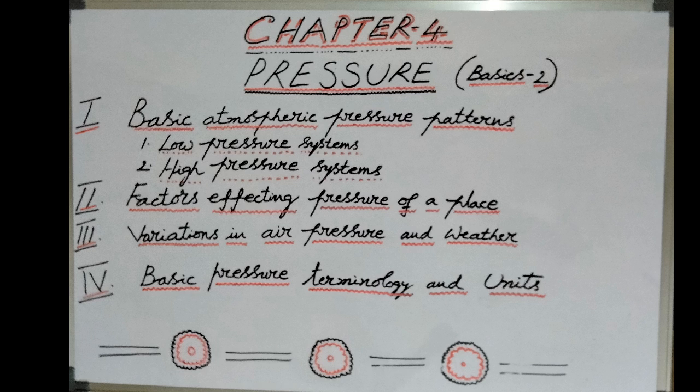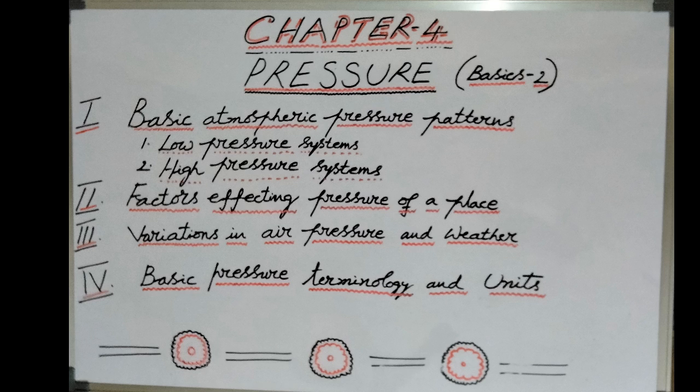What are the low pressure systems or cyclones? When the isobars are circular or elliptical in shape and the pressure is lowest at the center, such a system is called low, L-O-W, or depression, D-E-P-R-E-S-S-I-O-N, or cyclone. This is what is a cyclone.